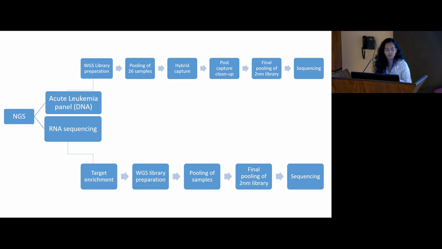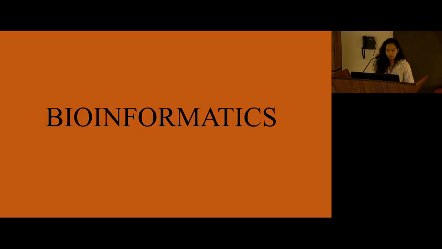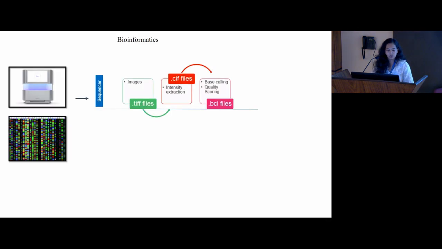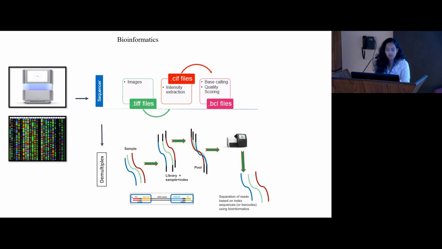Now bioinformatics. Once the sequencing run is over, the sequencer will convert your TIFF files into CISF files and base calling files. And then we can demultiplex them. So why is there a need to demultiplex? Because we are going to load a pool of samples. The library will consist of the sample plus your indices, that is sample specific indices, which are going to get separated, and the separation of the reads can be done using bioinformatics.